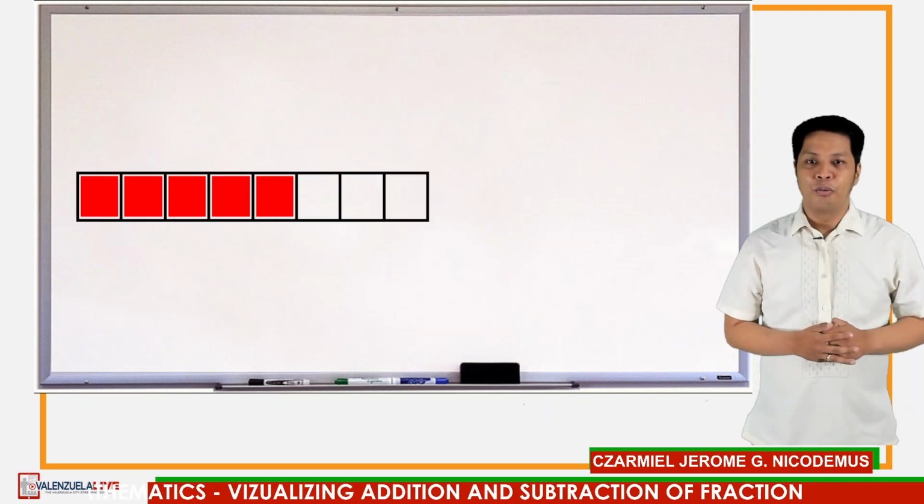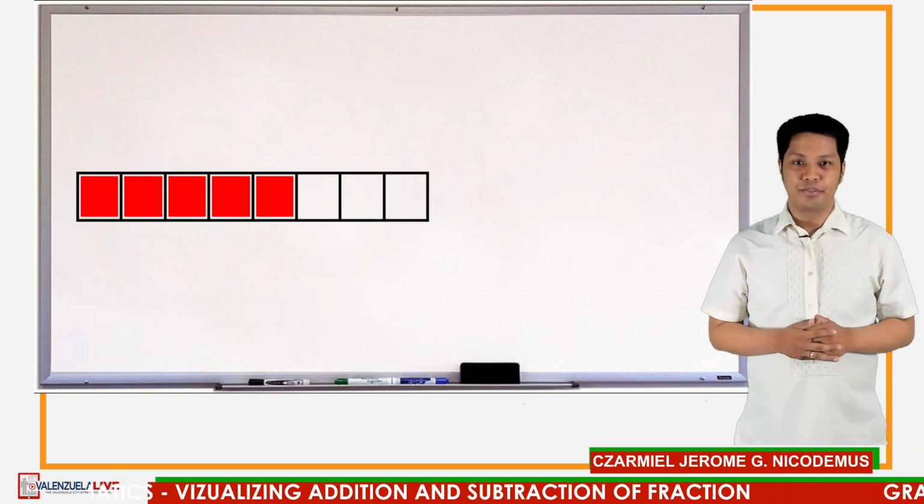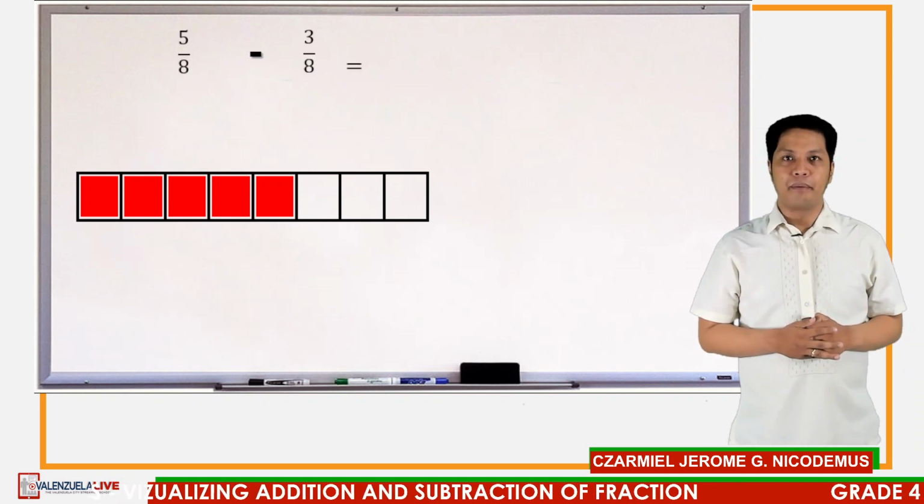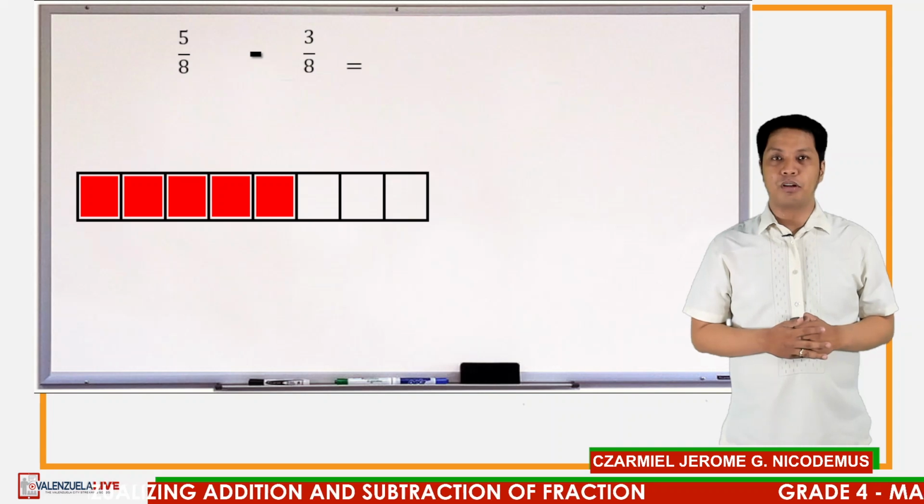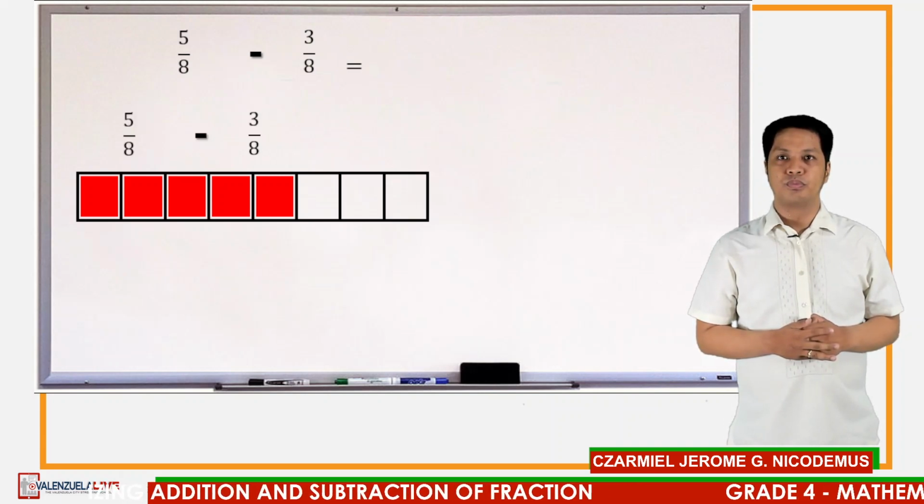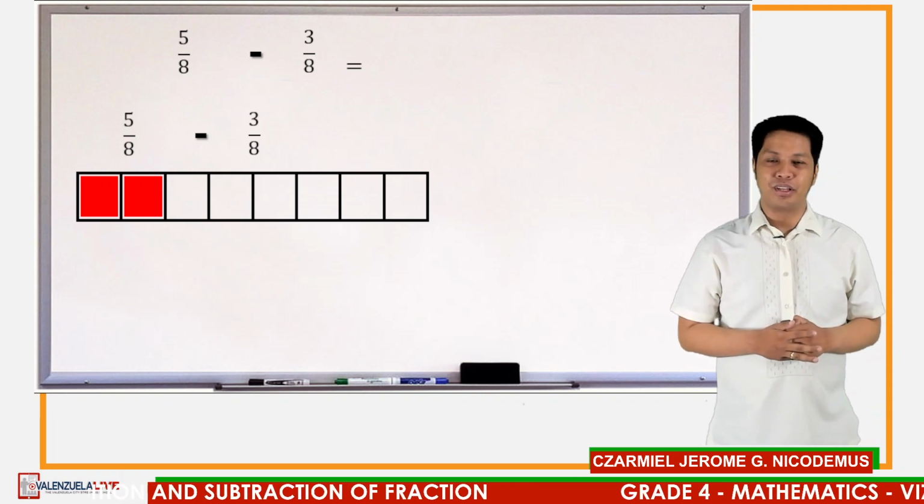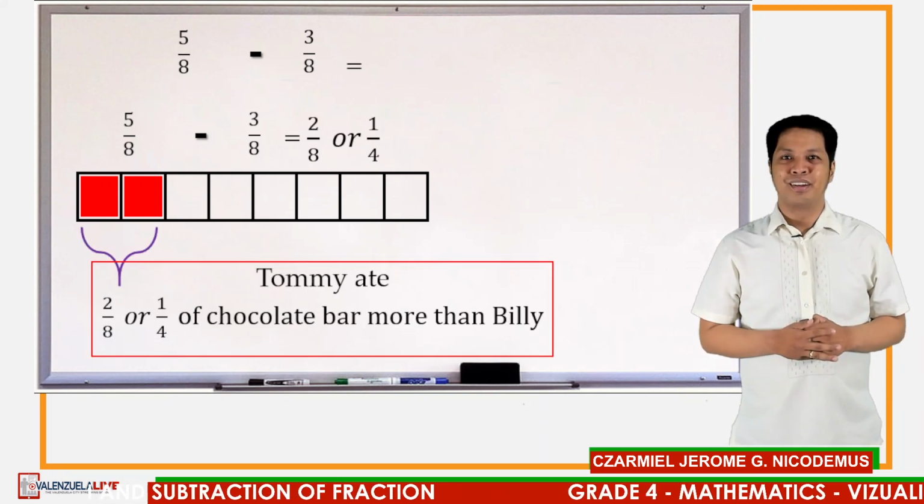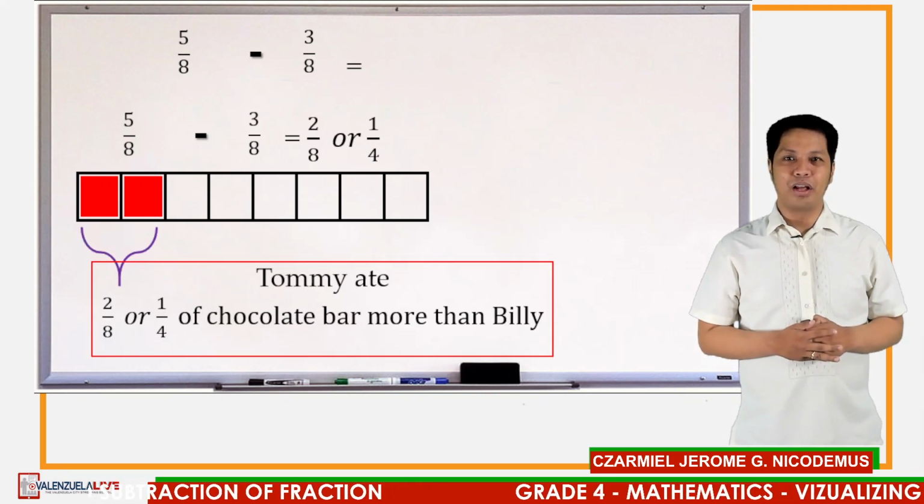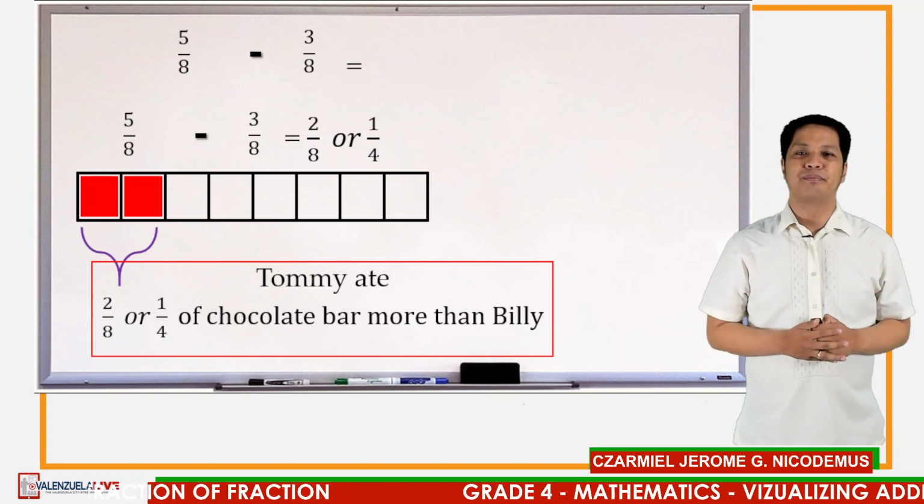Lastly, we can use region. 5/8 minus 3/8 is equal to 2/8 as shown in this illustration. Tommy ate 2/8 or 1/4 of the chocolate bar more than Billy.